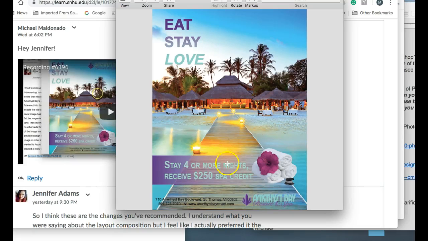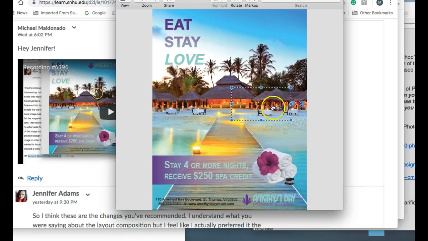At that point, you can do one of two things, and I think that in terms of balance, this might be the best way to go. Take your Stay 4 More Nights and go ahead and place it right over here as a kind of a subhead or right up here. Don't worry about obstructing the image. There's enough of the image visible that the viewer understands what you're saying visually.